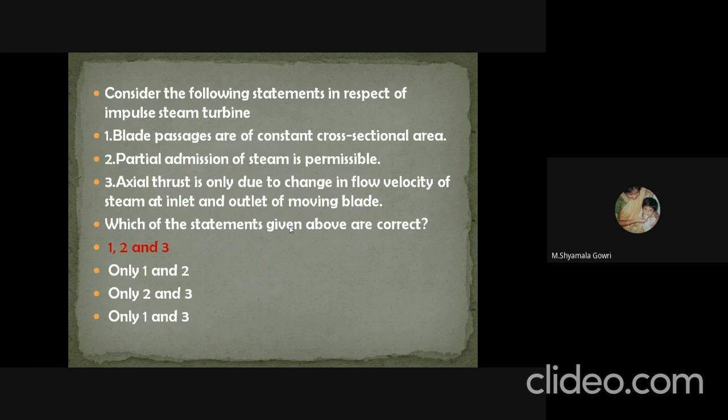Blade passages are of constant cross-sectional area. Partial admission of steam is possible. Third one is axial thrust is only due to change in flow velocity of steam at inlet and outlet of moving blade.